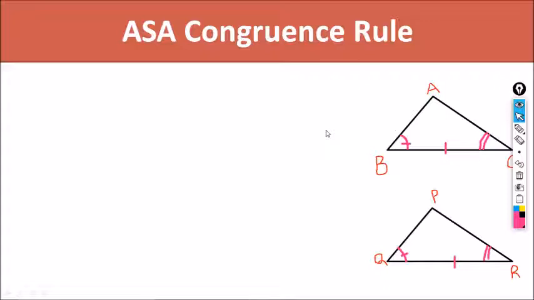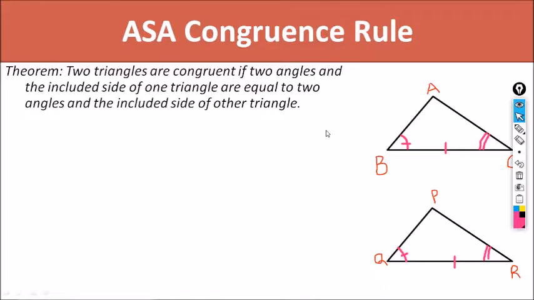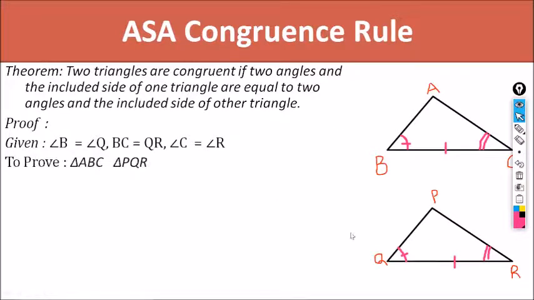Now we are going to prove this as a theorem. For that we write what is given. Angle B and angle Q are equal, BC and QR are equal, and angle C is equal to angle R. We want to prove that these triangles are congruent to each other, that is, ABC is congruent to PQR.